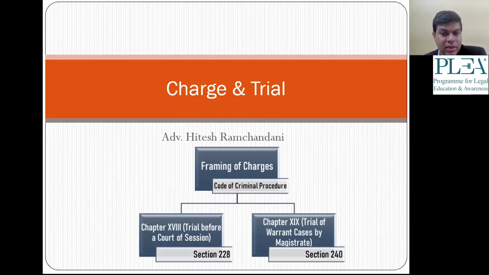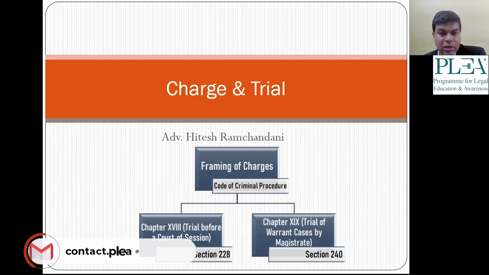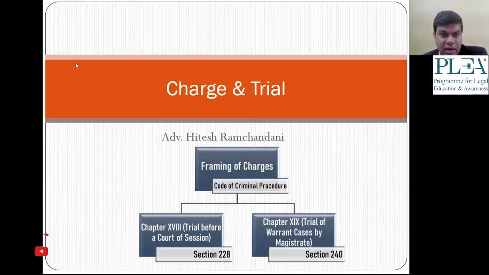Then 224 is the effects of withdrawal, and section 215 and 464 is the effects of errors. So we are moving to the next slide, that is form and content of a charge.